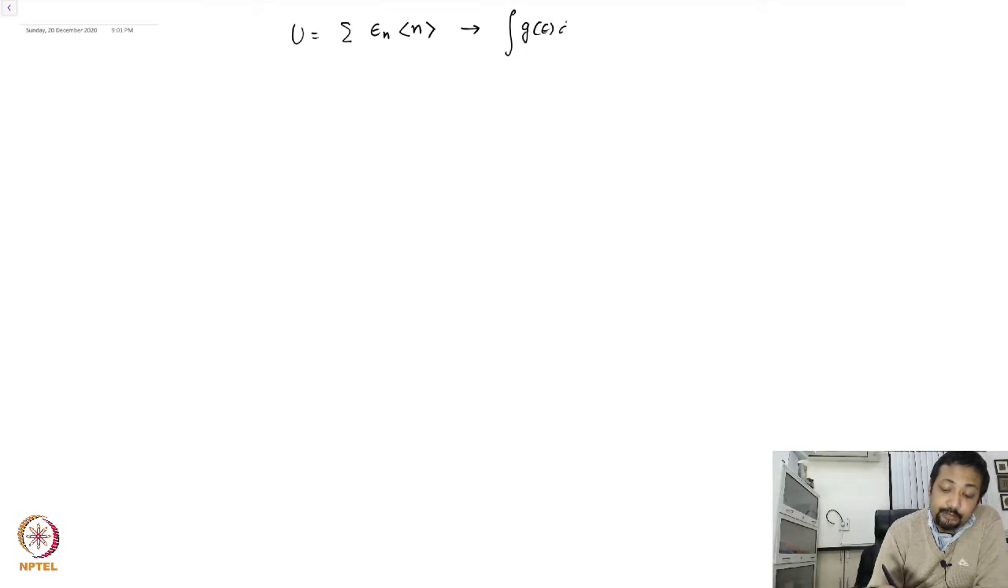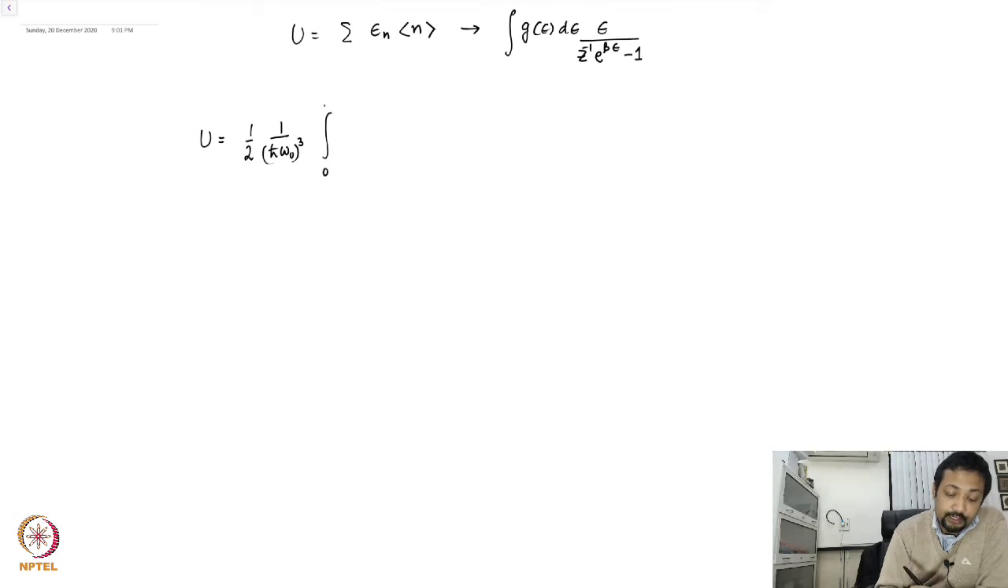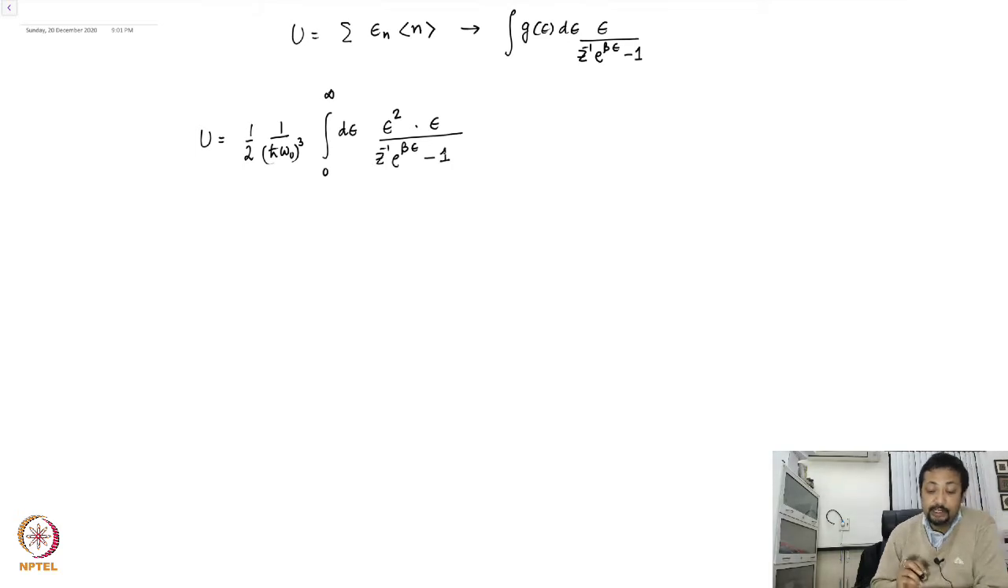This goes to the integral of g(epsilon) d epsilon times epsilon divided by z inverse e to the power beta epsilon minus 1. So we write this with g(epsilon) as half of 1 over h bar omega naught whole cube, integral 0 to infinity d epsilon, epsilon square times epsilon divided by z inverse e to the power beta epsilon minus 1.